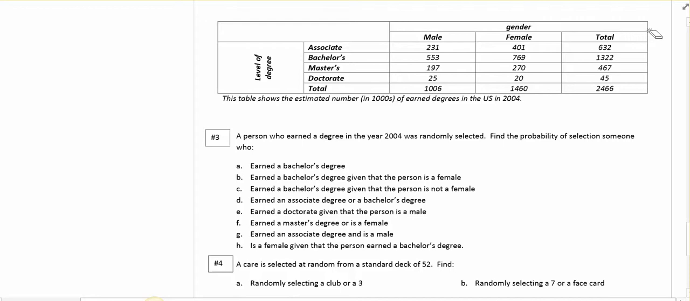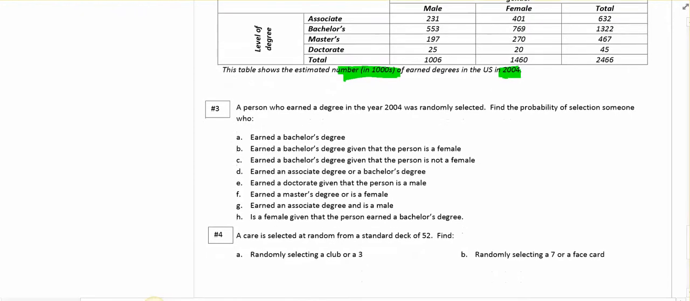And the numbers are in thousands. You see that right here? Numbers are in thousands. And this is old data. All right, so a person who earned a degree in 2004 was randomly selected. Find the probability of selecting someone who earned a bachelor's degree.